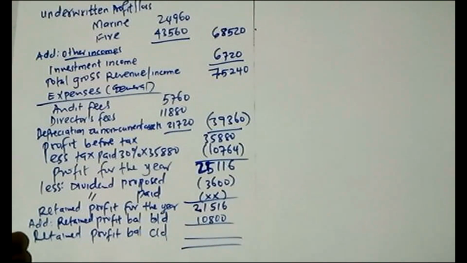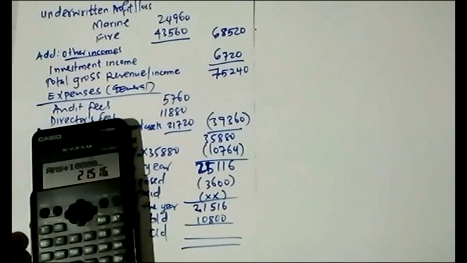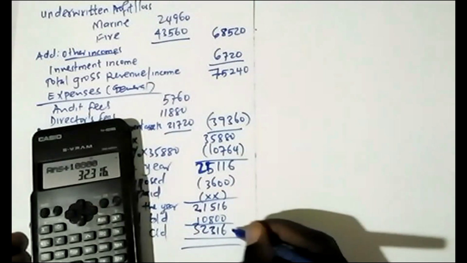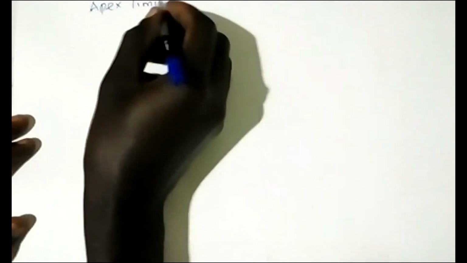So the retained profit balance carried down. My answer then I add the one brought down, 10,800. So I'm getting 32,316. So let us now continue to the last part of the question. That is now the preparation of the statement of financial position. So these are about Apex Remittent. Apex Remittent, statement of financial position.